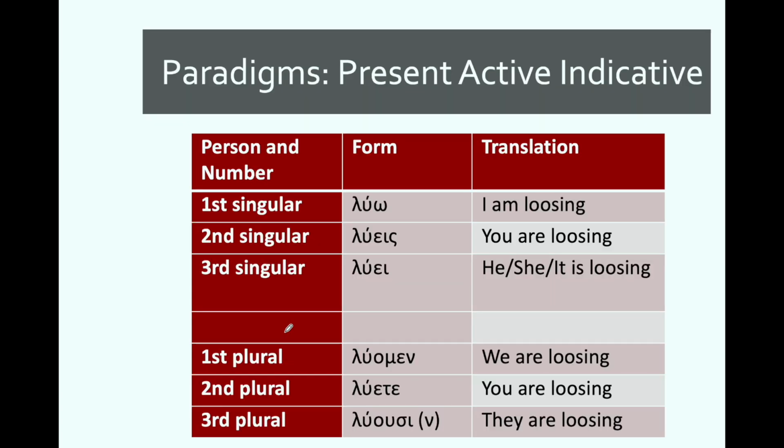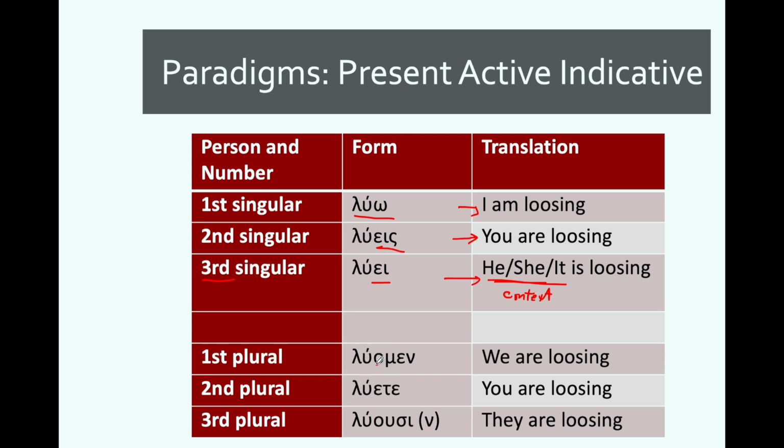So let's walk through the present active indicative form. Okay. First person singular is luo, just an omega, and it's translated I am loosing. Second singular is lues, epsilon iota sigma, you are loosing. Third singular is lue, he, she, it is loosing. So it doesn't talk about gender, it just talks about third person. So all these are possible in translation, but context will indicate to you the subject, whether the subject is a guy or a girl or an inanimate object.